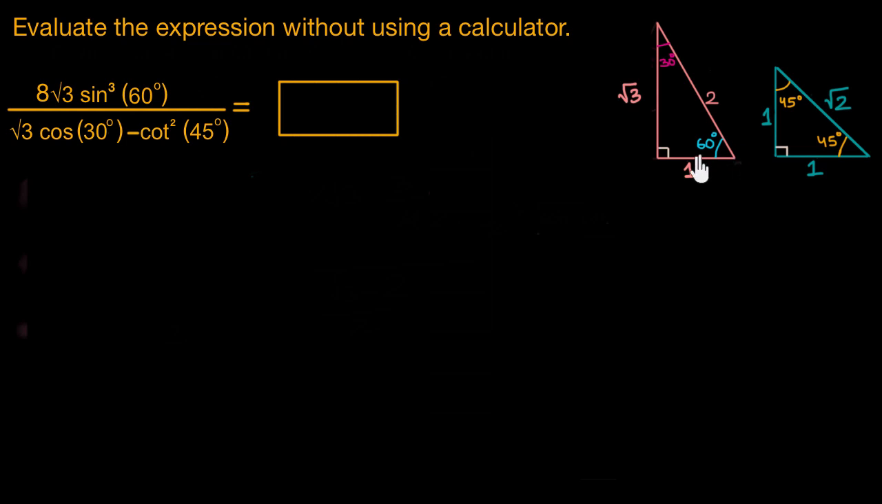So in a 30-60-90 right triangle, if the side opposite to the 30-degree angle is 1 unit long, the side opposite to the 60-degree angle would be root 3 units, and the side opposite to the 90-degree angle, or the hypotenuse, is 2 units long. And in a 45-45-90 triangle, if the side opposite to the 45-degree angle is 1 unit long, then the side opposite to the other 45-degree angle would also be 1 unit, since this is an isosceles triangle, and using Pythagoras theorem, the side opposite to the right angle would be root 2 units.